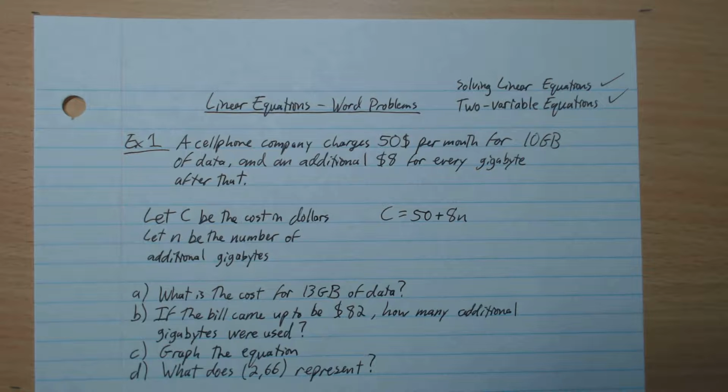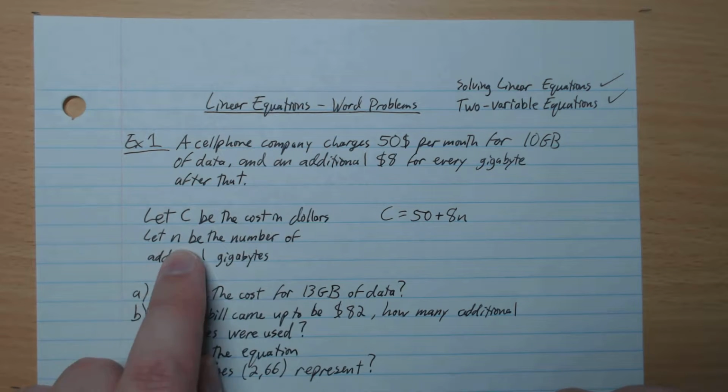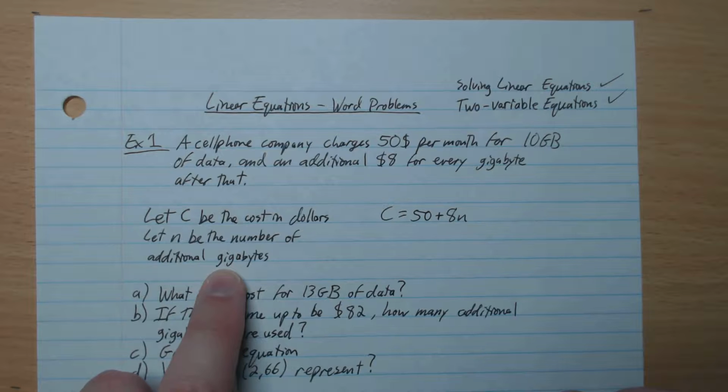Example 1. A cell phone company charges $50 per month for 10 gigabytes of data, and an additional $8 for every gigabyte after that. So let's create our equation. Let C be the cost in dollars, and n be the number of additional gigabytes.